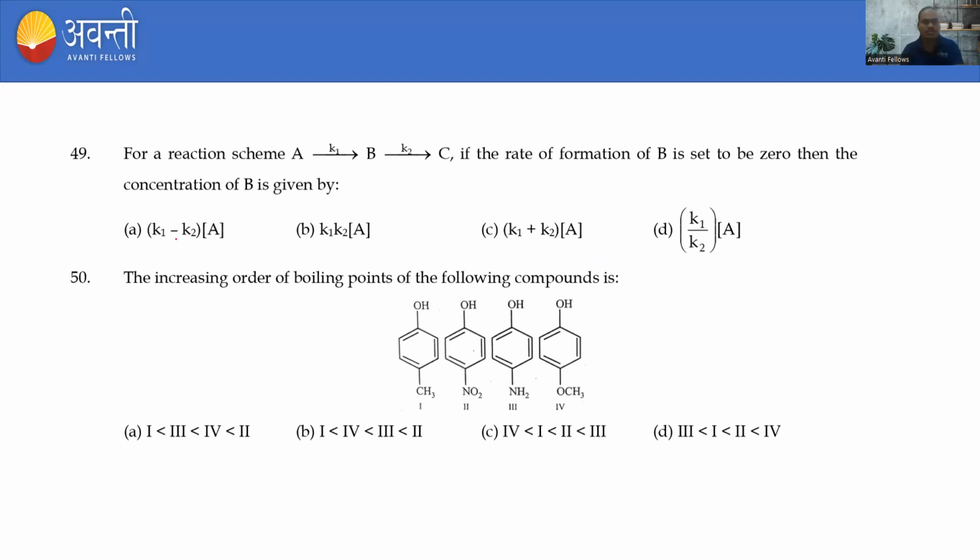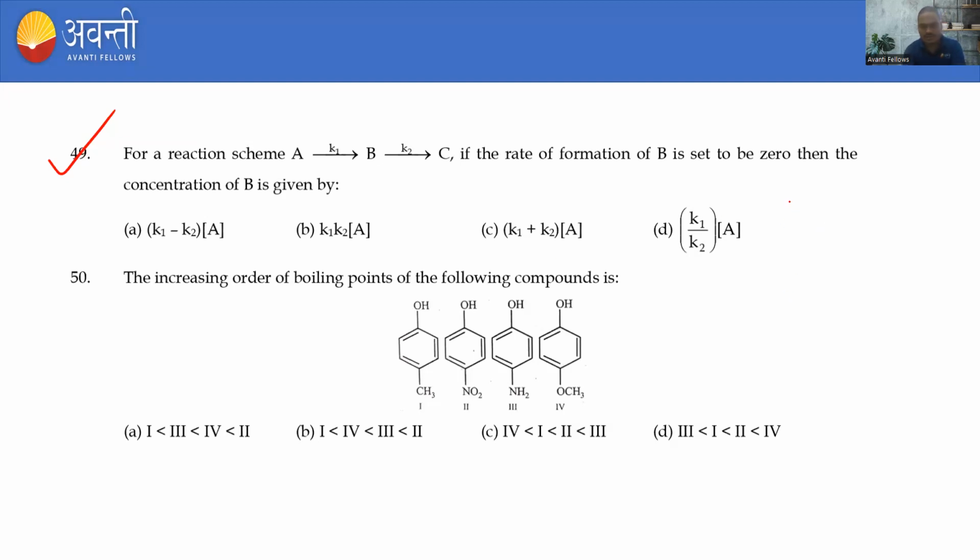Now, move to the next last two questions. So we have question number 49, right? In question number 49, they are asking basically for the reaction A to B to C with rate constants K1 and K2. If the rate of formation of B is set to be 0, then the concentration of B is given by. So you need to calculate the concentration of B. This is from chemical kinetics as well.